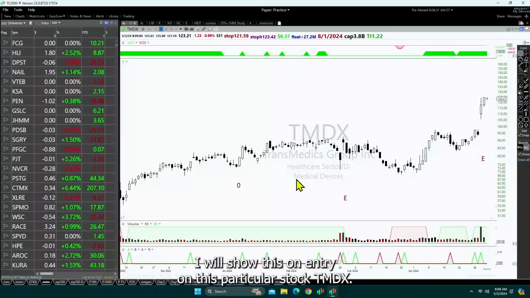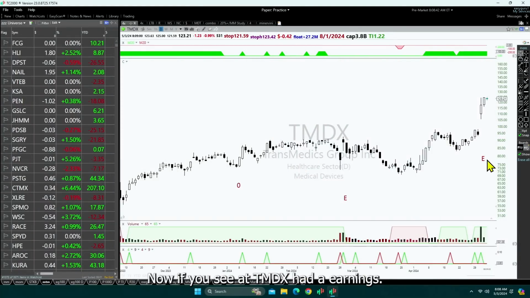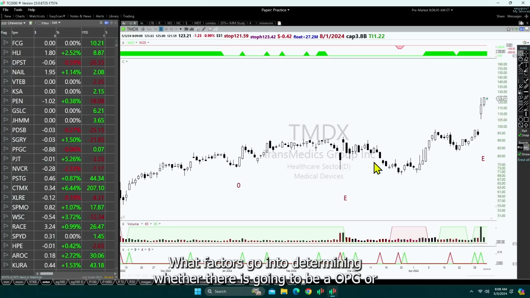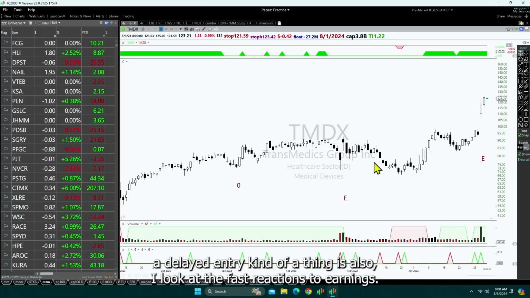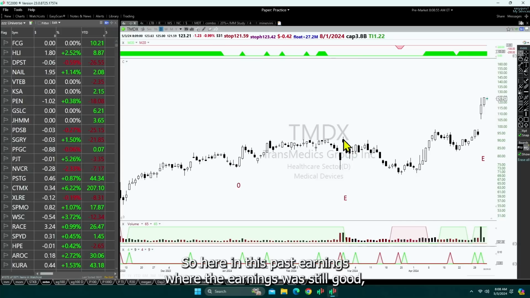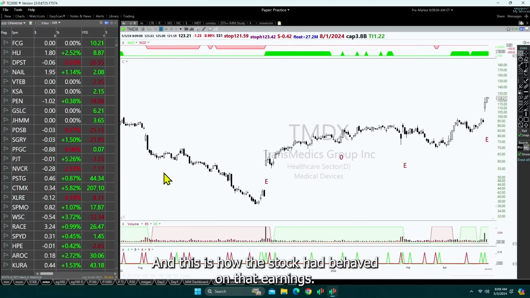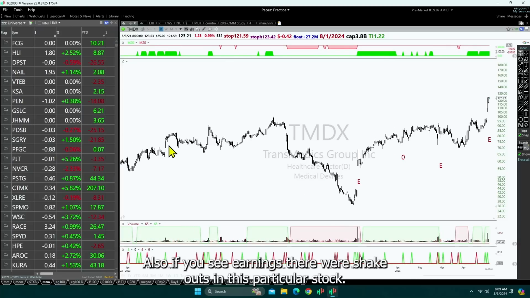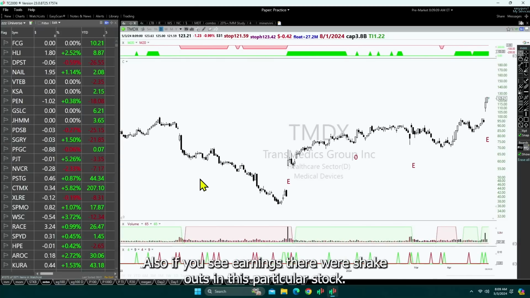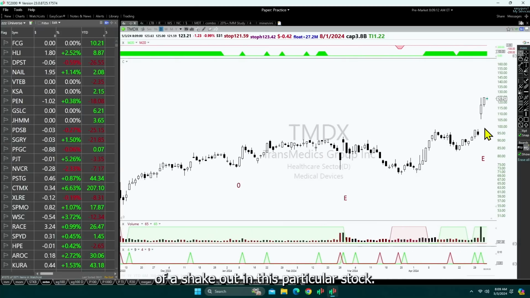I'll show you this on an entry on this particular stock, TMDX. Now if you see TMDX at earnings, one of the factors that go into determining whether I use an OPG or a delayed entry is that I look at the past reactions to earnings. Here in this past earnings, where the earnings was still good, you had a shakeout. So that was something working on my mind. Here this was the earnings, and this is how the stock had behaved on that earnings. And previously also, if you see earnings, there were shakeouts in this particular stock. So I was expecting there would be some sort of a shakeout in this particular stock.